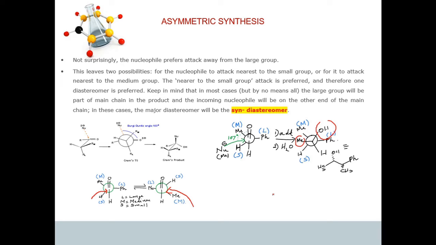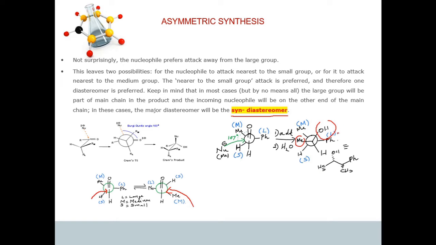Now we have to keep this in mind. In most cases the large group will be part of the main chain in the product and the incoming nucleophile will be on the other end of the main chain. In these cases the major diastereomer will be a syn diastereomer. So according to the Felkin-Anh model, when the attack takes place from the smaller side, we end up with a syn diastereomer.